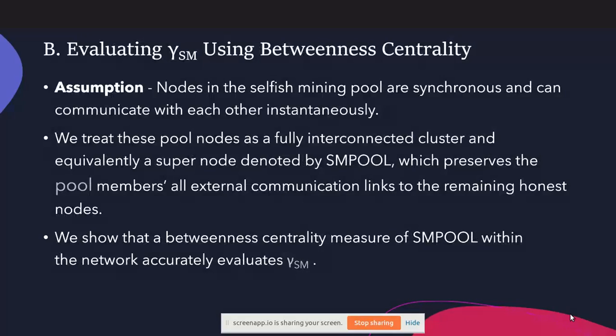Evaluating gamma_sm using betweenness centrality. Here we use an assumption: nodes in the selfish mining pool are synchronous and they can communicate with each other instantaneously. We treat these pool nodes as a fully interconnected cluster, and equivalently a super node, which is denoted by SM pool, which preserves all the pool members' external communication links to the remaining honest nodes. We show that a betweenness centrality measure of the SM pool within the network accurately evaluates gamma_sm.